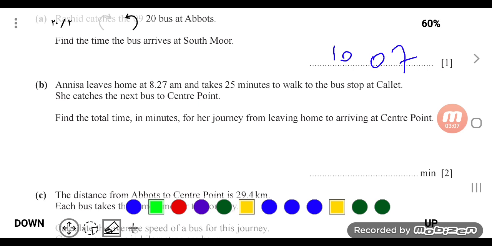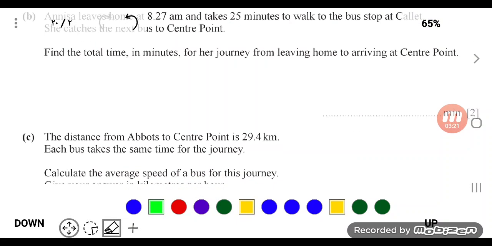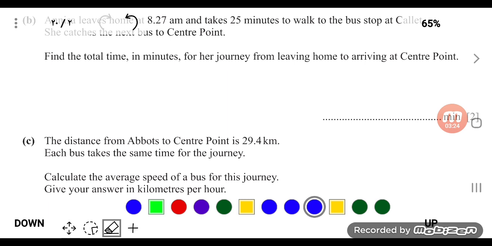Now the time taken for the bus to arrive at Center Point, you can calculate it. 10:30 minus 9:42. Let's subtract. 10:30 is the time at which the bus arrives at Center Point, minus 9:42.